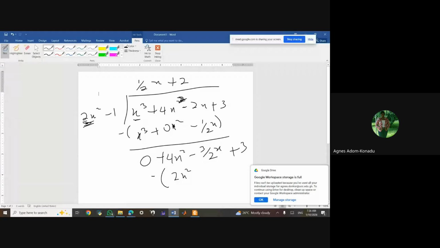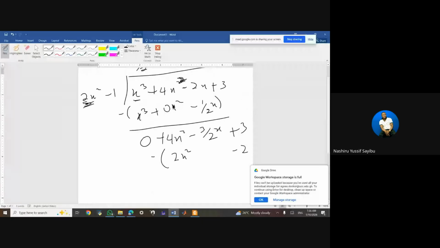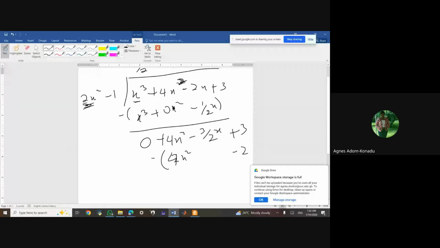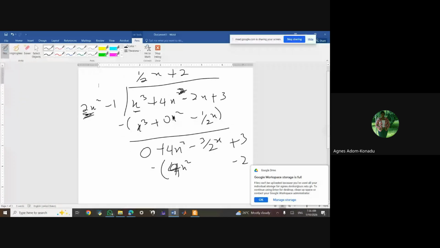So I'll multiply the negative 1 by the 2. Multiplying the 2 by the 2x squared, you will get 4x squared. So I have 4x squared. Okay. So negative 1 multiplied by 2, you have negative 2. So this side is seen as negative 2, plus 0x.